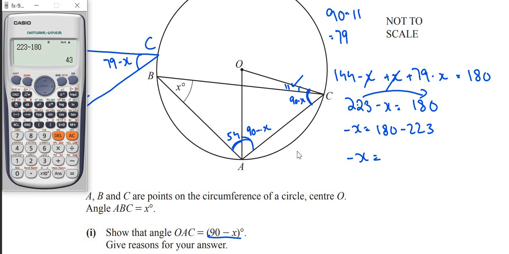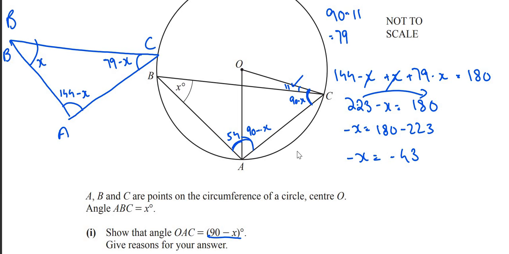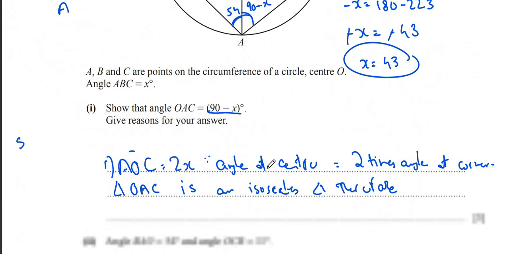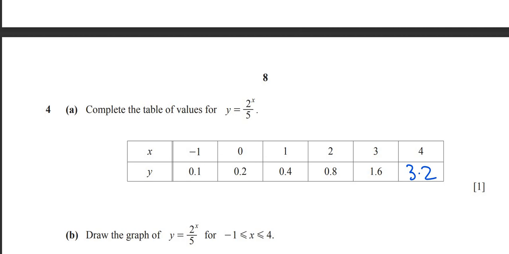So it's negative 43 because the bigger number is 223. Negative cancelled, x is equal to 43 degrees. So that's how you find the value of x. Now we have the next question. Okay, let me erase this.